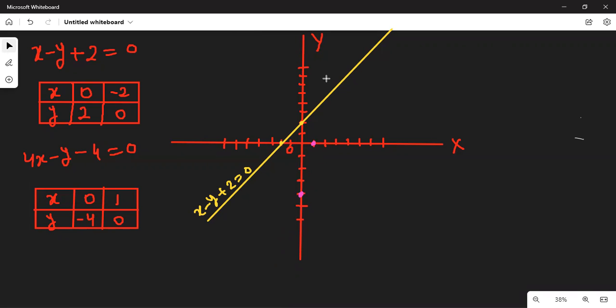It is supposed to be passing through both the points, so roughly going like this. You must use scale to draw these lines. So this line, the second line here, the equation of the second line is 4x minus y minus 4 equal to 0. So this line.